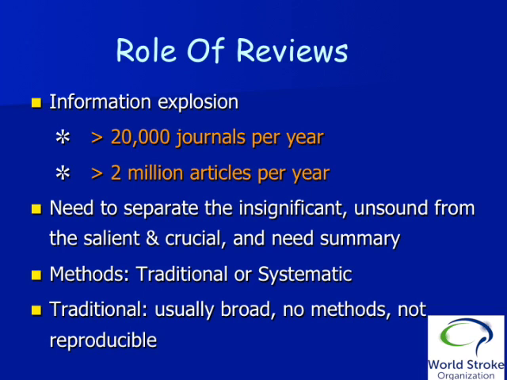We know we need reviews. Nobody can keep up with more than 20,000 journals per year and more than 2 million articles. So we need to separate the insignificant and unsound articles from the salient and crucial ones. And most importantly, we need a summary of all these, which can guide us in taking patient care decisions.